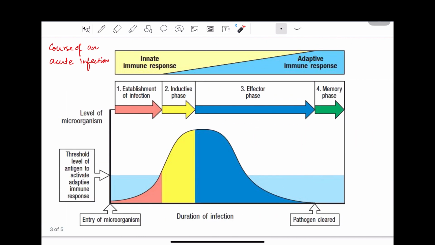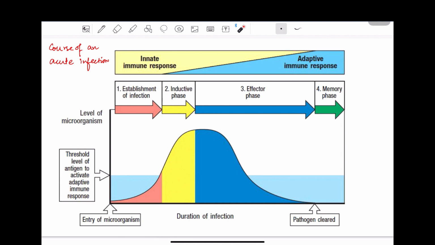And when it is fully activated, from that point of time, it starts to function. And when it starts to function, that is the effector phase. Obviously, because of that, the level of microorganism now goes down till it becomes zero, and that means the pathogen has been cleared. So this is the effector phase of the adaptive immune response.